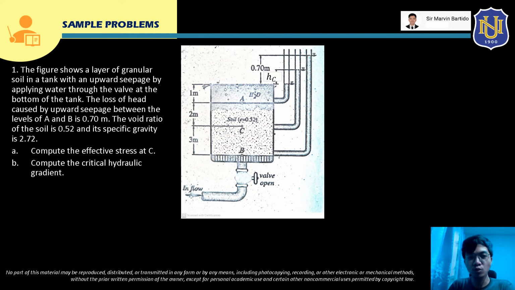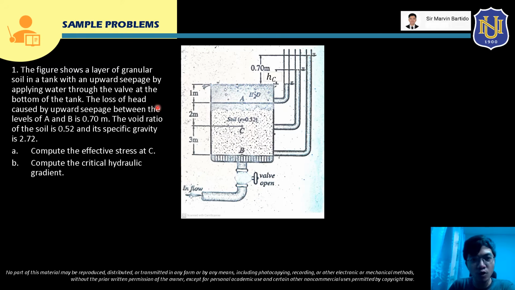Alright, let's try to solve a sample problem here. The figure shows a layer of granular soil in a tank with an upward seepage by applying water through the valve at the bottom of the tank. The loss of head caused by upward seepage between the levels of A and B is 0.70 meters. The void ratio of the soil is 0.52 and its specific gravity is 2.72.